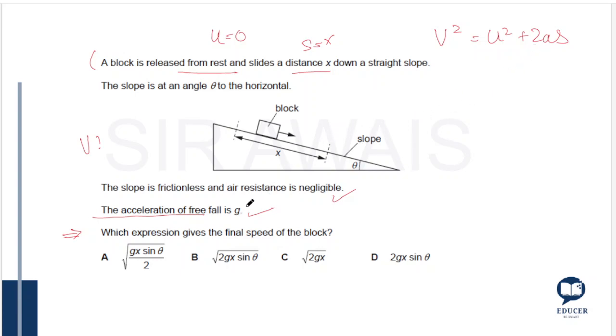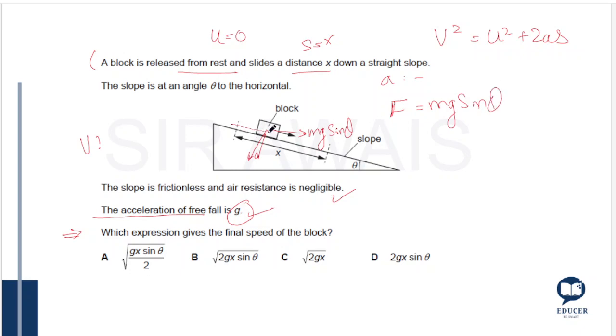Remember, the common mistake is that many students put the value of g over here. You cannot simply put g, because it is not a vertical free fall motion, it is along the slope. So to calculate the acceleration, we can compare the forces acting on this block. One force is the weight, and the weight has two components: one along the slope and one normal to it. The component along the slope is always mg sine theta.